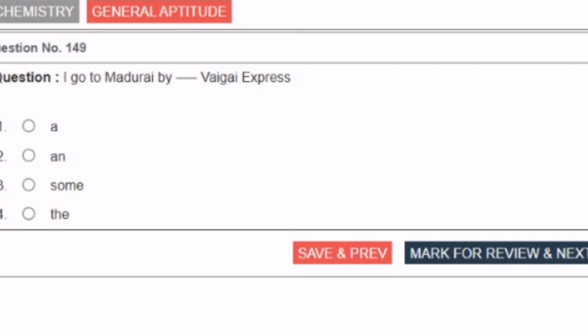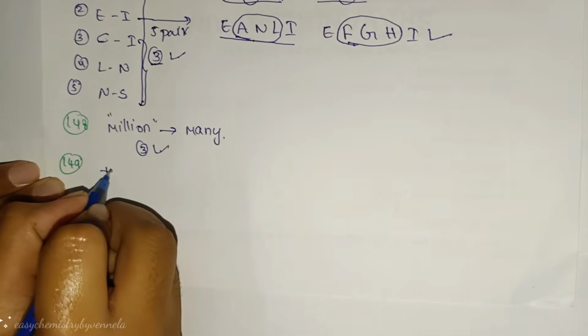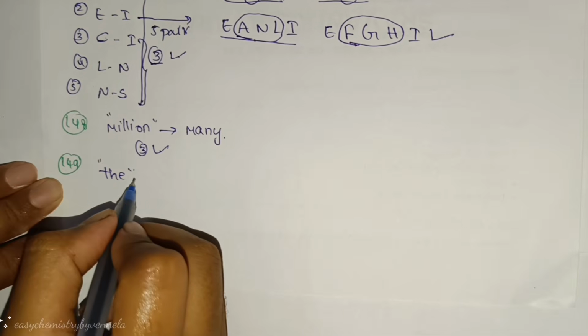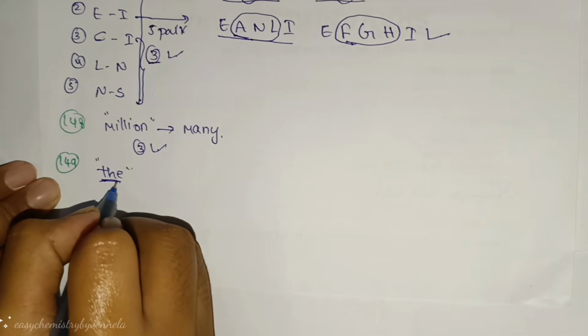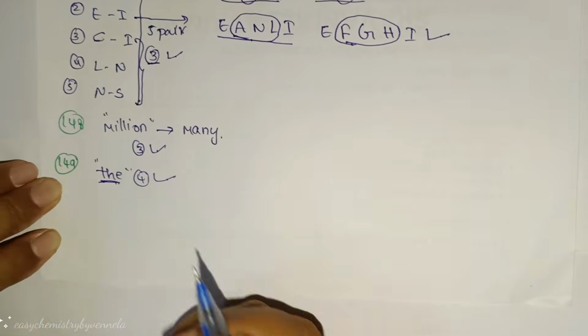Next question. I go to Madurai by the Vaigai Express. Which article? The. We use the before names of specific trains, ships, buses and newspapers. So the fourth option is the correct one.